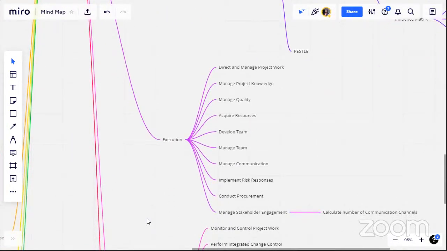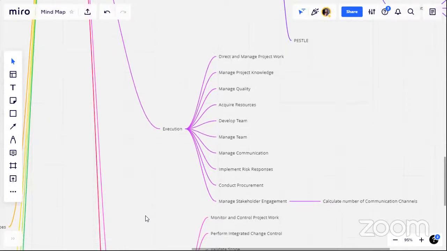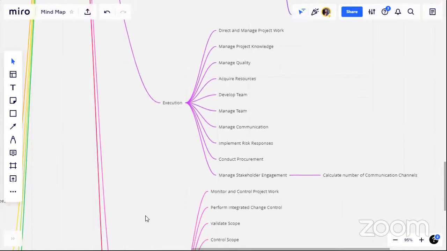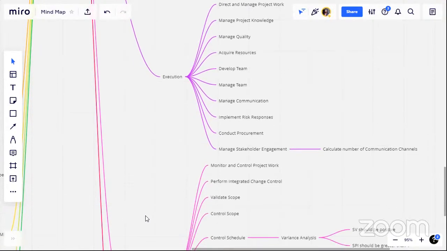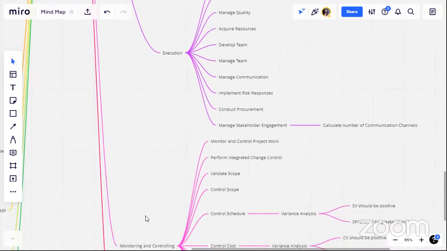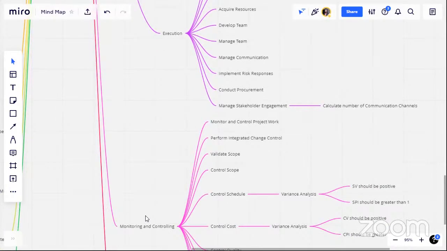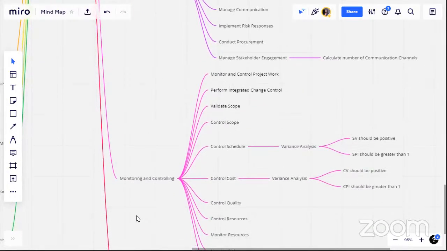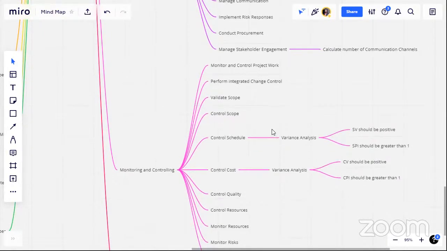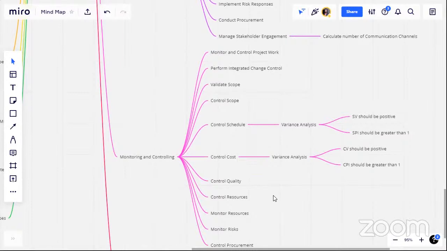In execution, we have these different processes like direct and manage project work, manage project knowledge, manage quality, acquire resources, develop team, manage communications, implement risk response, conduct procurement, and manage stakeholder engagement, in which we calculate the number of communication channels as well. And then in monitoring and controlling, we have monitor and control project work, perform integrated change control, validate scope, control schedule. We do variance analysis in it.